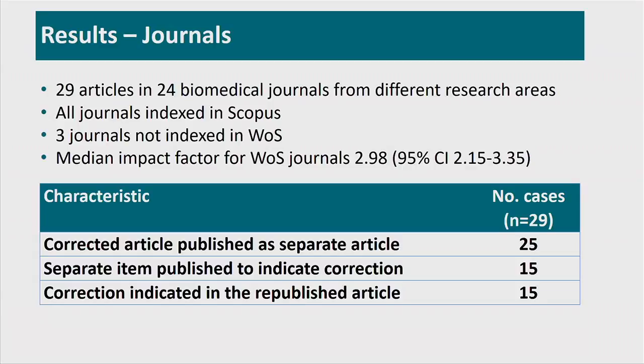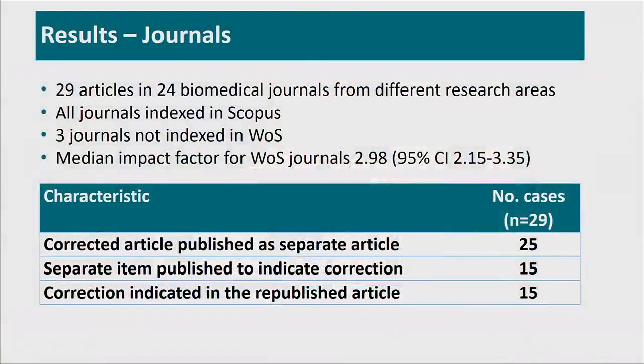So we studied 29 articles. These 29 articles were published in 24 medical journals from different research areas. They were all indexed in Scopus, some of them not in the Web of Science, and you see the median impact factor, which was about 3.